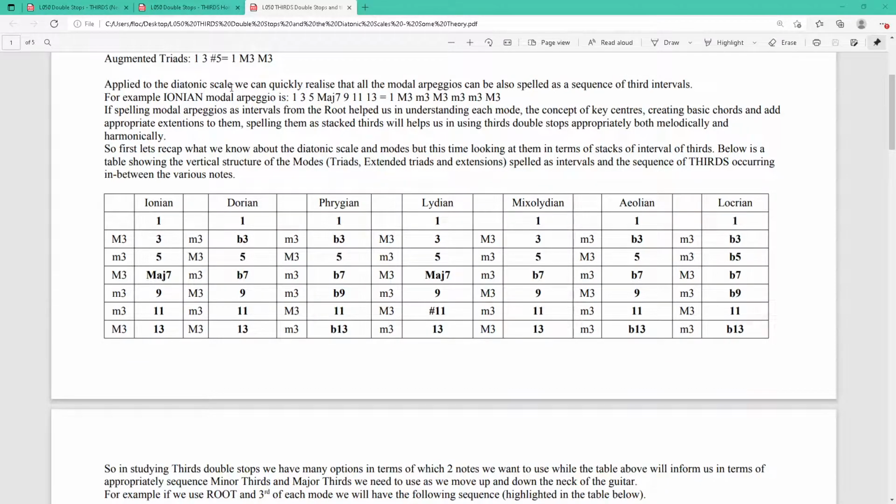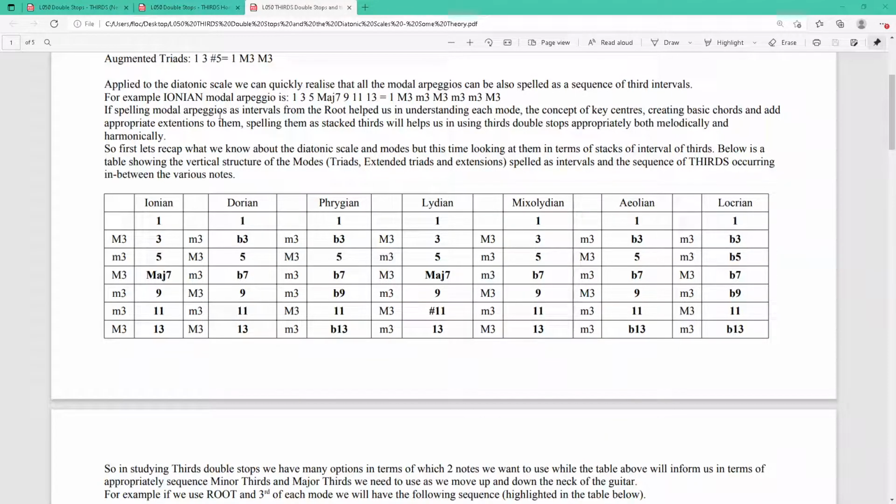Applied to the diatonic scale, we can quickly realize that all modal arpeggios can also be spelled as a sequence of third intervals. For example, Ionian modal arpeggio is 1, 3, 5, major 7, 9, 11, 13, but also root note followed by a major third interval, followed by a minor third, followed by a major third, followed by a minor third, followed by a minor third, followed by a major third.